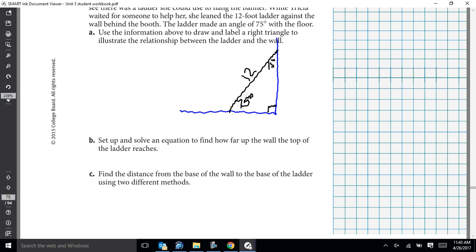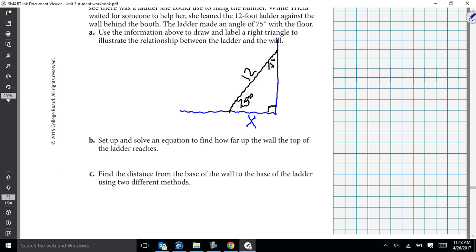Nothing better to do. So we want to find the distance from the base of the wall to the base of the ladder using the 2 different methods. So we want to find this here. We're trying to find this. Yep, that's the length we want. So we want to know how far away from the wall she pulled that ladder.